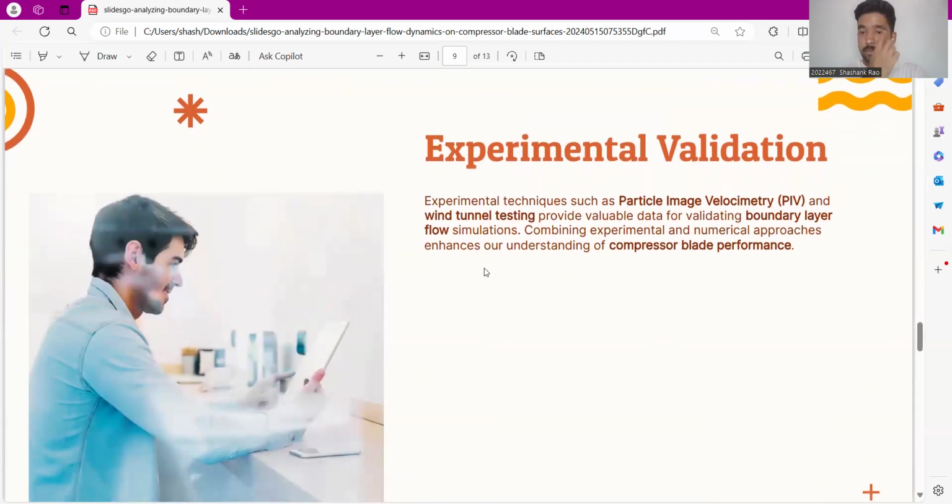Experimental validation. Experimental techniques such as particle image velocimetry and wind tunnel testing, and also CFD, provide valuable data for validating boundary layer flow simulations. Combining experimental and numerical approaches enhances our understanding of compressor blade performance. Experimental validation is a must nowadays for any kind of project or design.